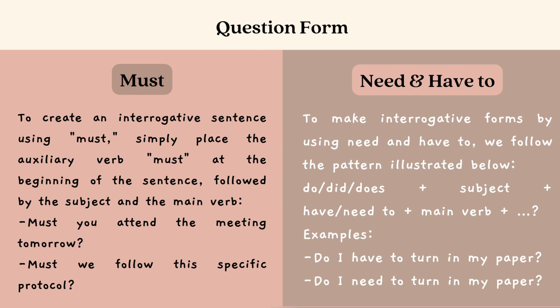And then need and have to. To make interrogative forms by using need and have to, we follow the pattern illustrated below. Do, did, or does plus subject plus have or need to plus main verb plus question mark. For example, do I have to turn in my paper? Do I need to turn in my paper?